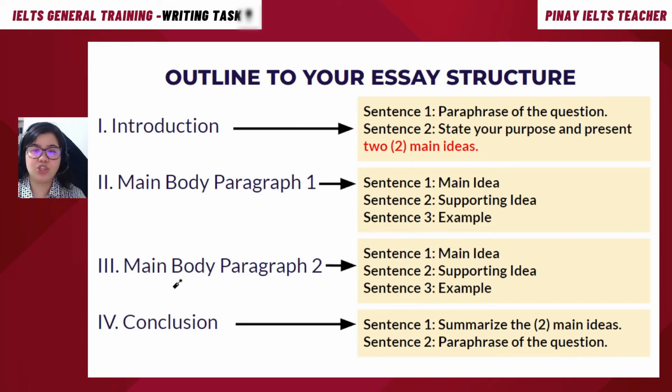Agree or disagree: you have to first choose if you agree or disagree, and then you have to come up with 2 reasons why you agree. Reason 1 for agreeing, reason 2 for agreeing. Or if you want to disagree, reason 1 for disagreeing, reason 2 for disagreeing. But no matter what, you just have to blend it in with this outline of your essay structure.